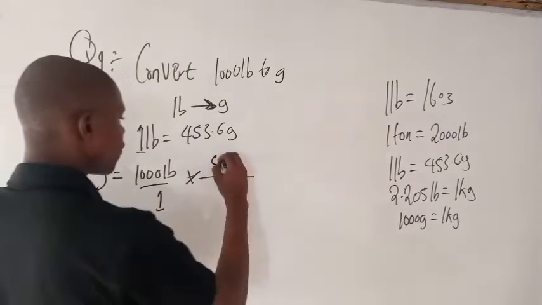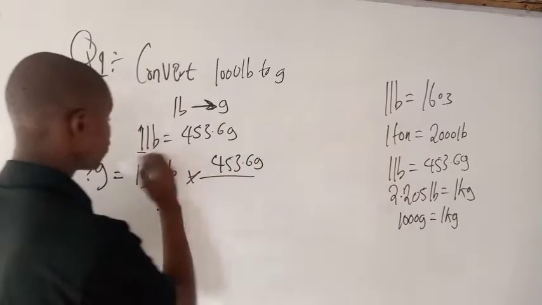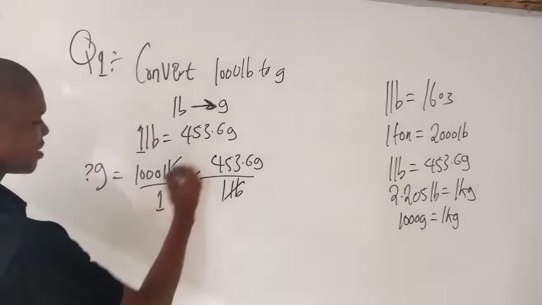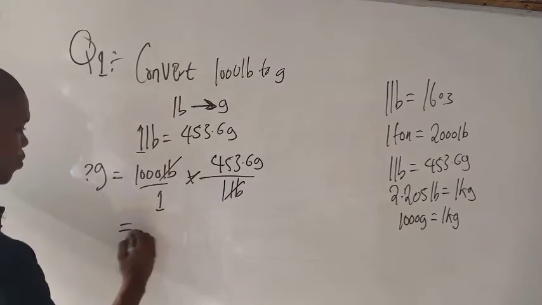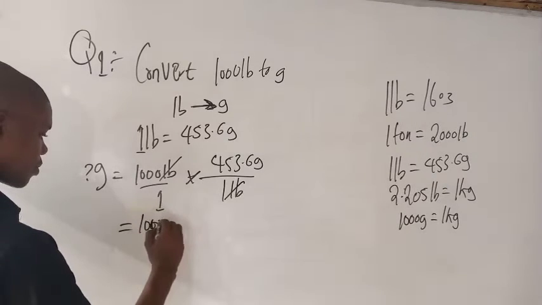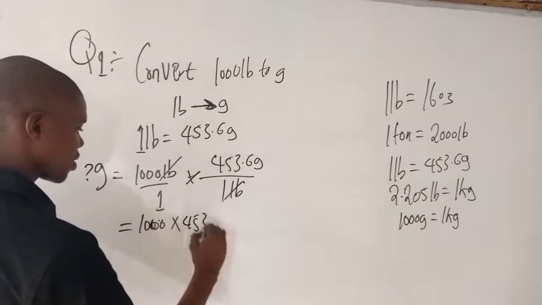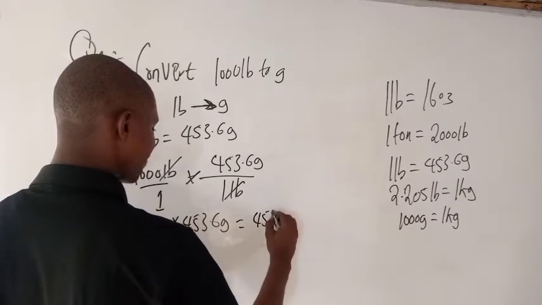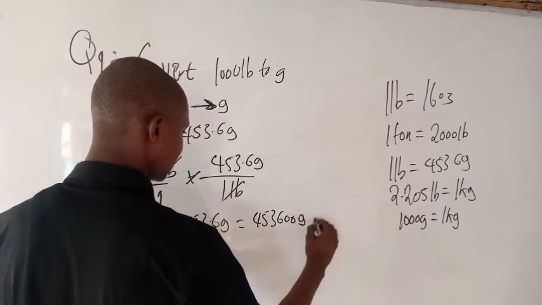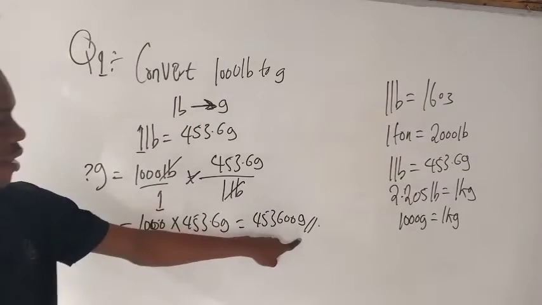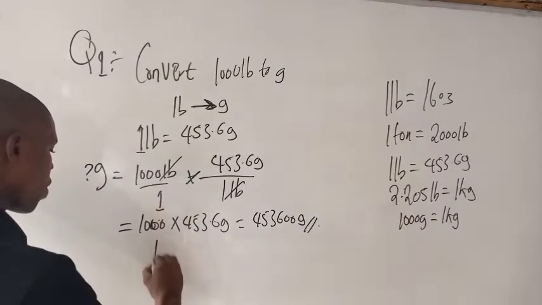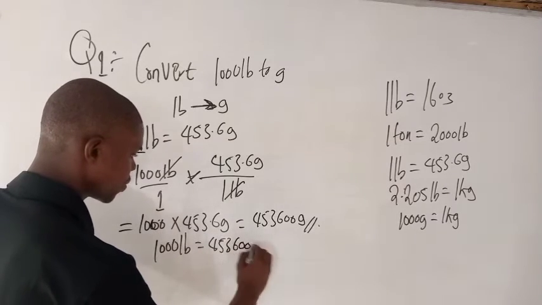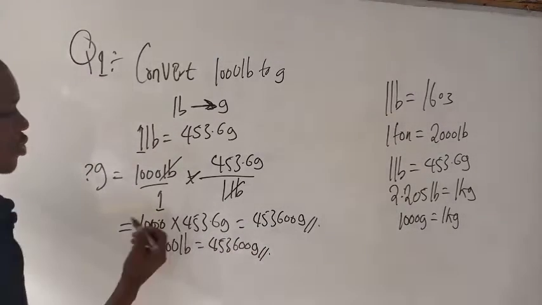So that will be 453.6 gram over 1 pound. You cancel out this pound here, right? What we are left with is 1,000 times 453.6 gram. So we're going to have 453,600 gram. That is the answer here. It means that 1,000 pounds equals 453,600 gram.